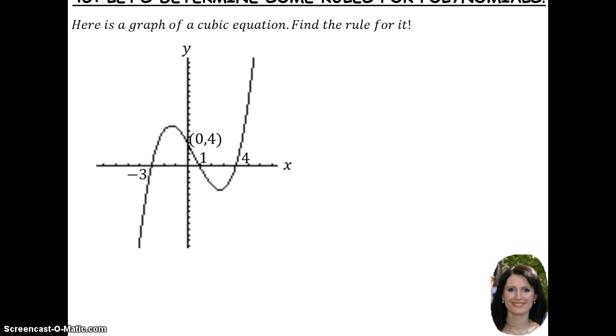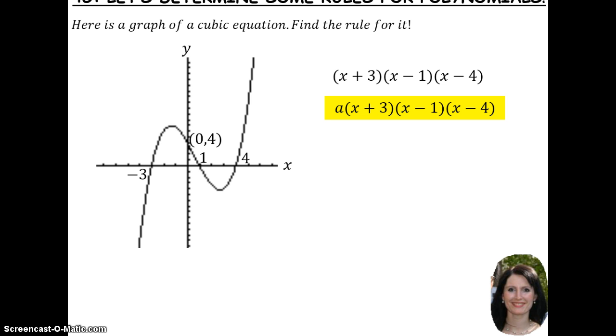So if you had to write in brackets for those, you would write x plus 3, because x would then be -3, x minus 1, because then x is 1, and x minus 4, which means x is 4. Well, that's all well and good, but we wouldn't know how fat or skinny the graph is, or in other words, how much it's dilated. So the form of it would be a, x plus 3, x minus 1, and x minus 4. That's quite easy. Now, though, we need to solve for a.